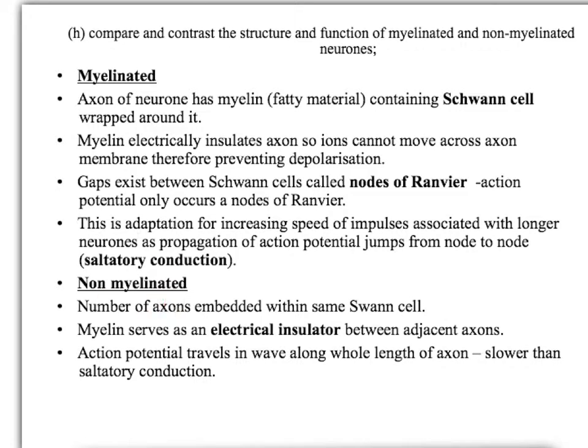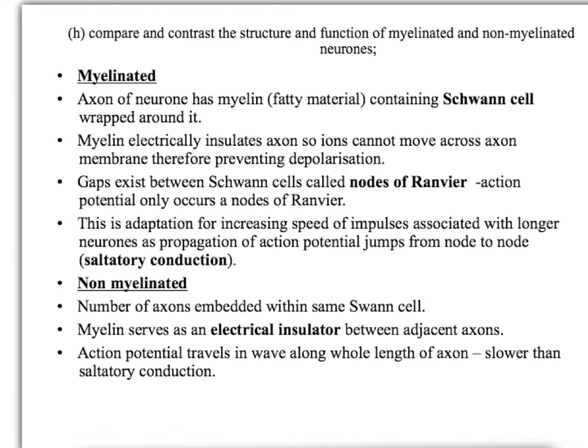Just looking at non-myelinated fibres, they tend to have Schwann cells as well, but we tend to have a number of axons embedded within the same Schwann cell. They don't have the nodes of Ranvier, and the myelin involved in these Schwann cells is purely there as an electrical insulator, which prevents electrical activity or an impulse in one nerve fibre interfering with any activity in any adjacent axons. So that's what happens in a non-myelinated fibre.